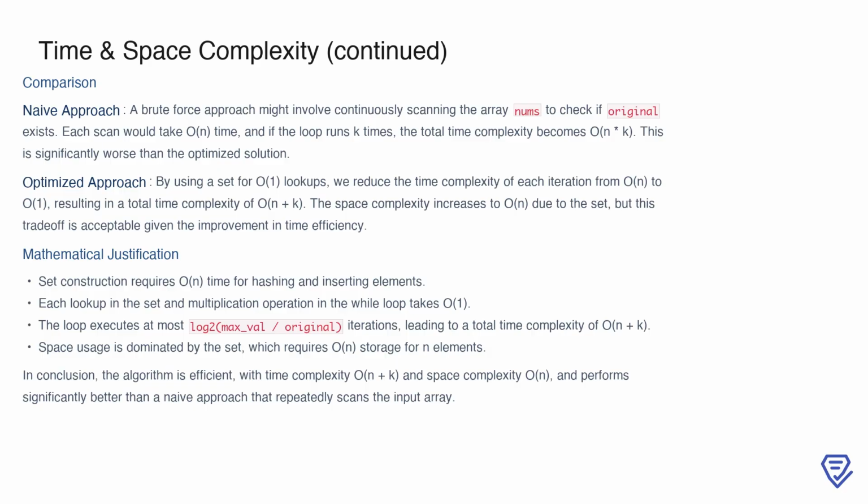While the space complexity increases to O(n), due to the use of the set, this trade-off is acceptable because of the substantial gains in time efficiency. To summarize, the set construction takes O(n) time, each lookup and multiplication in the loop is O(1), and the loop iterates a maximum of log2(max_val/original) times. This gives us a final time complexity of O(n + k), and a space complexity of O(n), making the algorithm far more efficient than a naive solution that scans the array repeatedly.